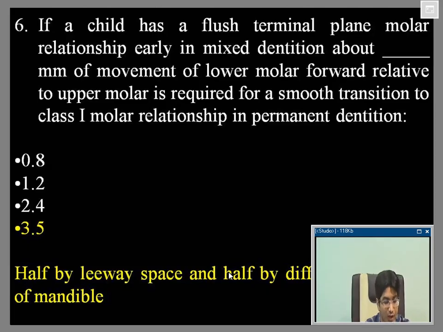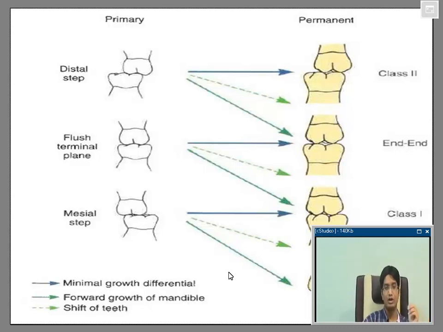Next question. If a child has a flush terminal plane molar relationship early in mixed dentition, about dash movement of the lower molar forward relative to the upper molar is required for a smooth transition to class 1 molar relationship in permanent dentition. So the answer is 3.5. What I told you already about the flush terminal plane, you can see here, the second one.